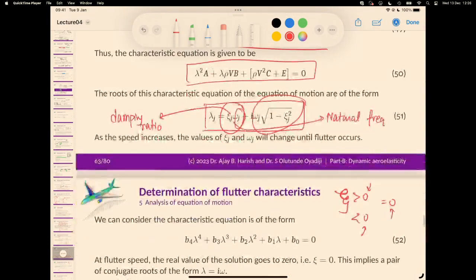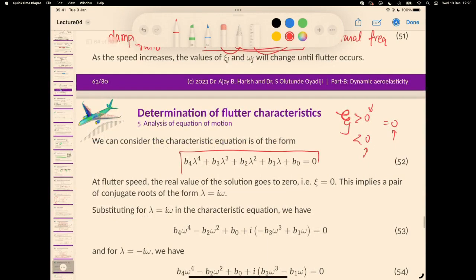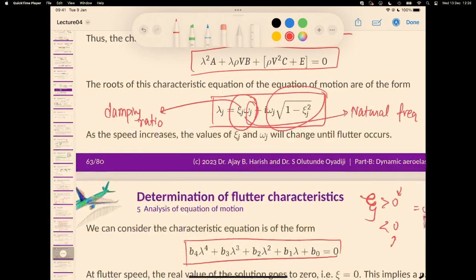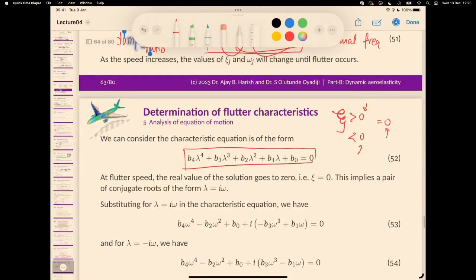So then we are able to write our characteristic equation and get the roots from that. And we want a very simplistic way of being able to say if the system is stable or unstable. Okay, so what I've rewritten here is, we can consider our characteristic equation of this particular form. If you remember, we had this fourth degree equation. We did not have the terms lambda cubed and lambda, because I purposefully omitted damping to make my life easy. I had lambda to the power 4, lambda squared, and a constant term. So b4, b3, b2, b1, b0 are some coefficients of this characteristic equation.